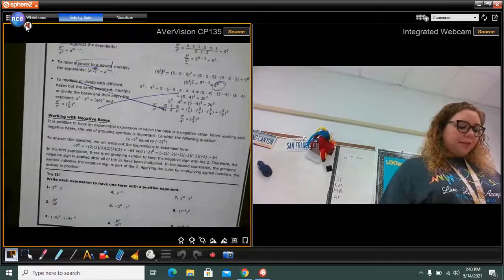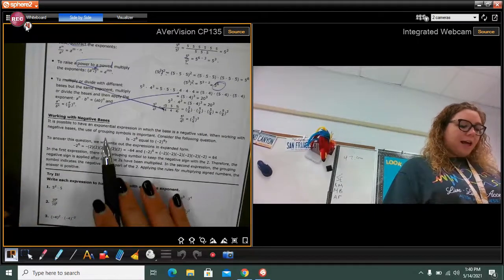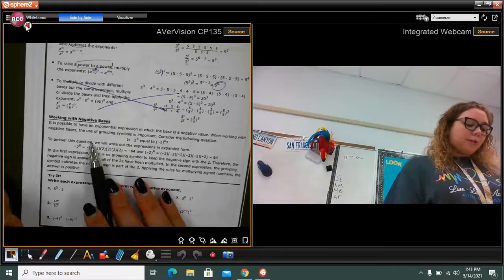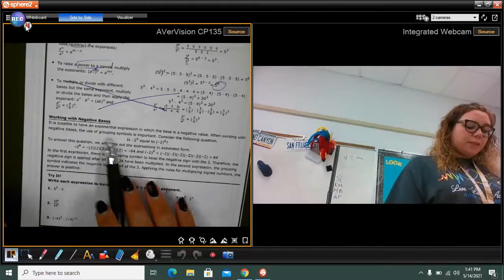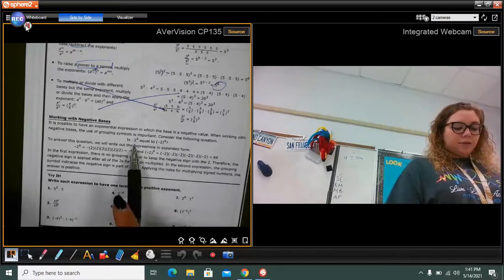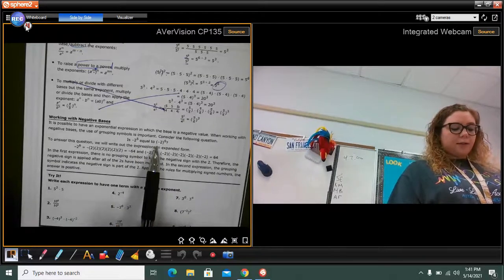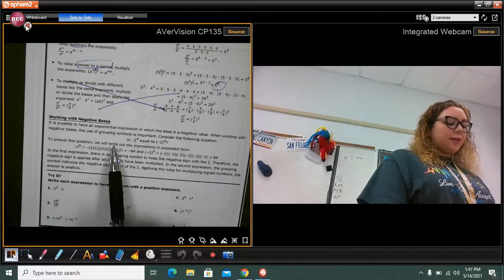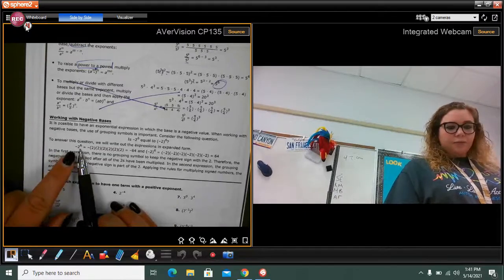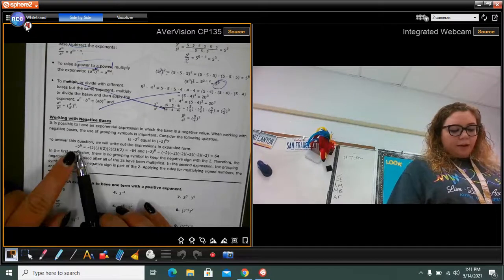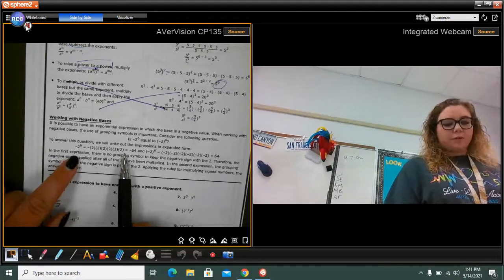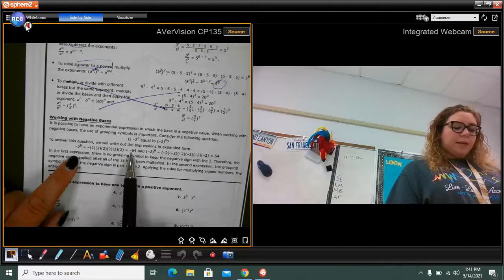And then this last rule, you don't have to know that one. Okay, working with negative bases. It is possible to have an exponential expression in which the base is a negative value. When working with negative bases, the use of grouping symbols is important. Considering the following question: is negative 2 to the 6th equal to parentheses negative 2 to the 6th? To answer this question, we will write out the expression in expanded form. Okay, so this is negative 2. So the first one's going to be negative, and then all the other ones I'm going to have 6 copies of 2, or 6 factors. And that's going to give me negative 64.